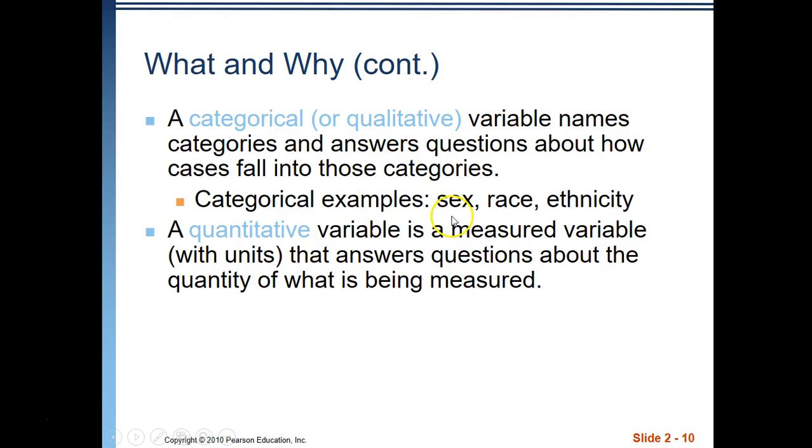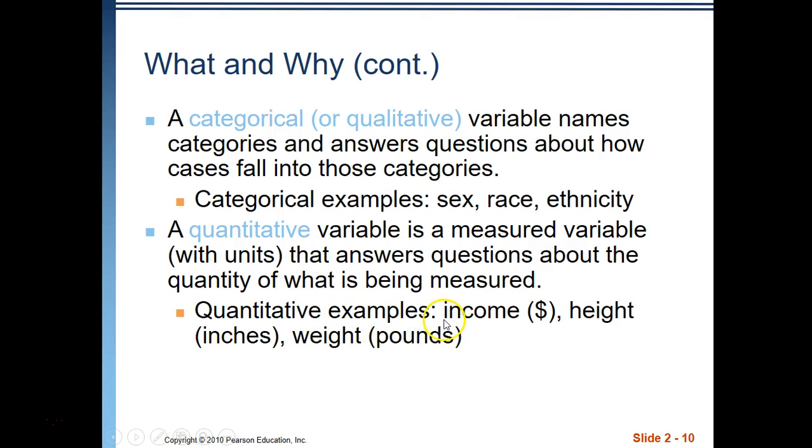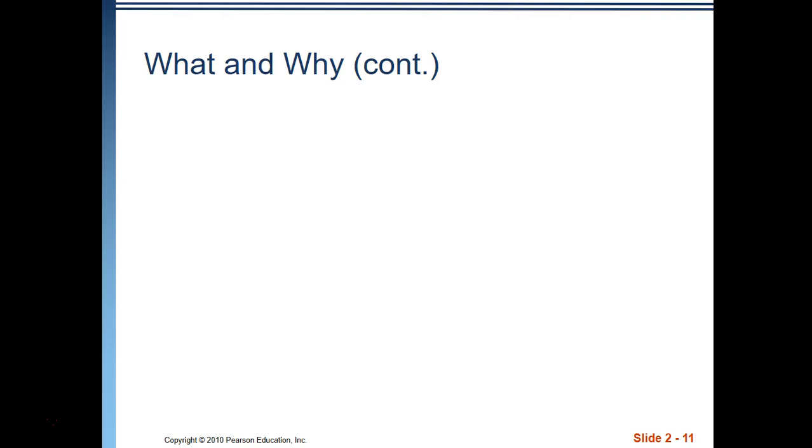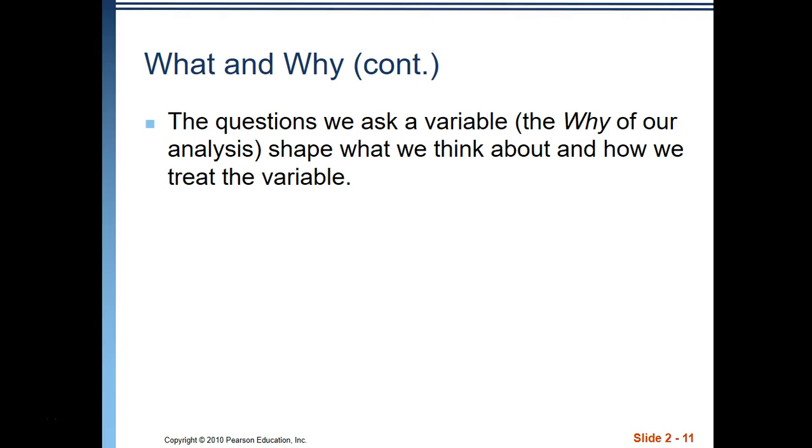A quantitative variable is a measured variable with units. It's measured. You can do operations on it that answer questions about the quantity of what is being measured. Quantitative things are like income, height, weight, things like that. Those are quantitative variables, right? The questions we ask a variable, the why, those are the shape, and how we think about how we are treating the variable. We'll get to those things. Those are called SOCs, basically. I want to know the spread. I want to know if there are outliers. I want to know the central tendencies, the centers, the spread. These are all things that I want to know when we're looking at data.